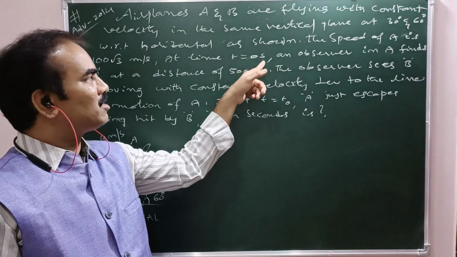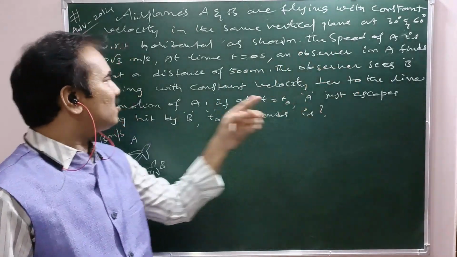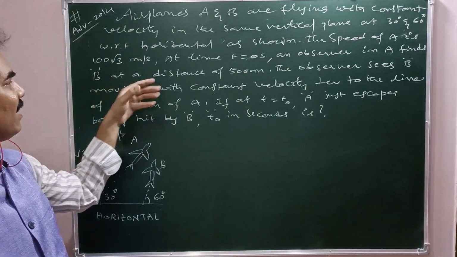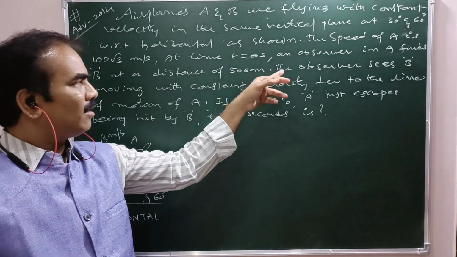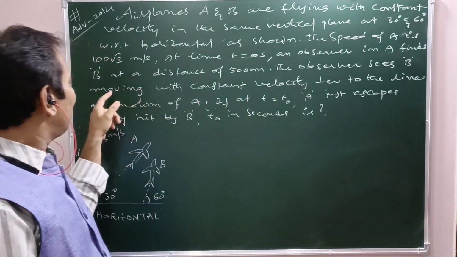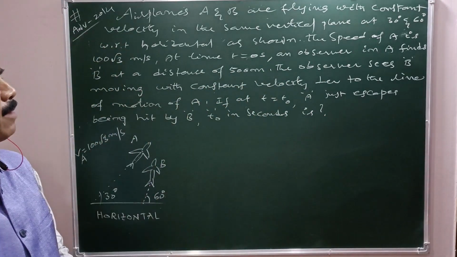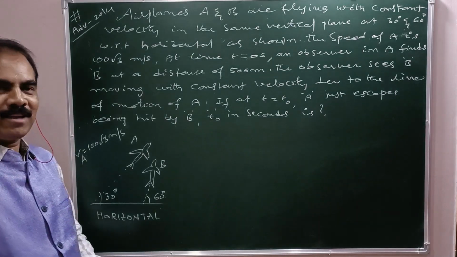At time t equals 0 seconds, an observer in A finds B at a distance of 500 meters. The observer sees B moving with constant velocity perpendicular to the line of motion of A.